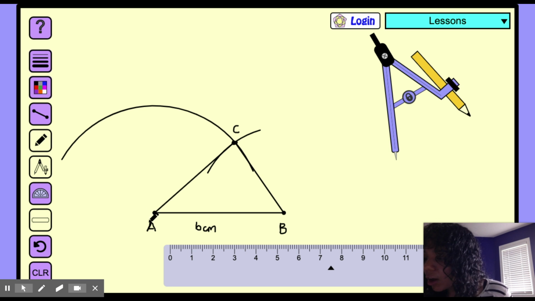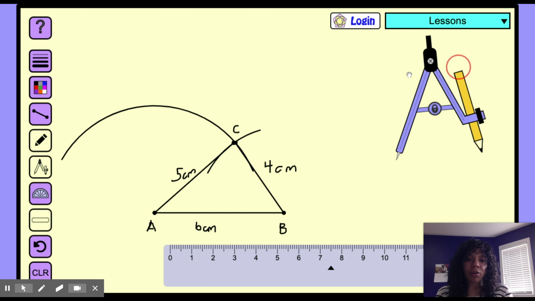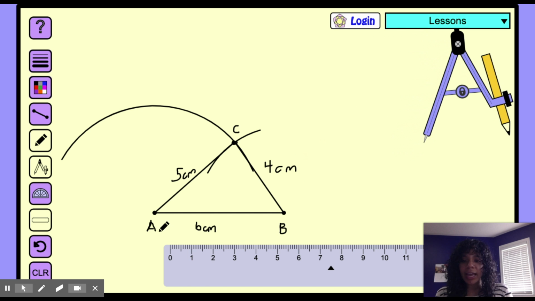So on the question, it says AC is 5 centimeters. And BC is 4 centimeters. There you have it, okay? So I've drawn a triangle, A, B, C, with the measurements that they gave me, okay? And that's how you use the compass.